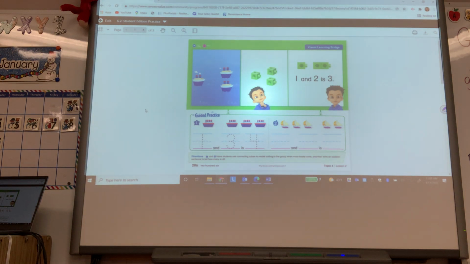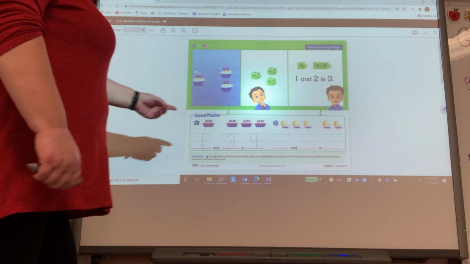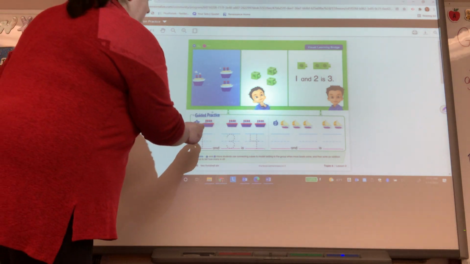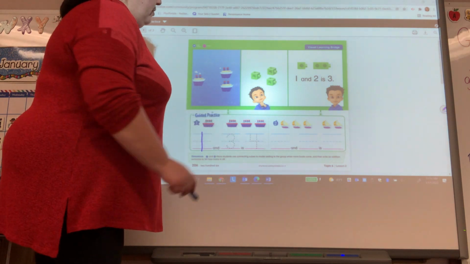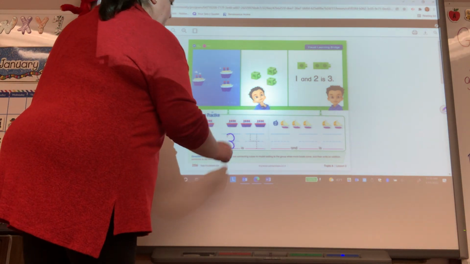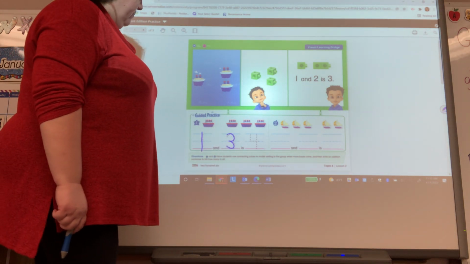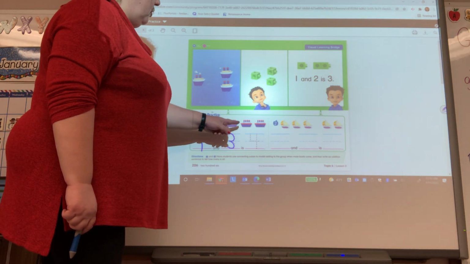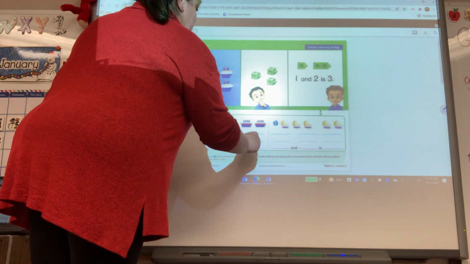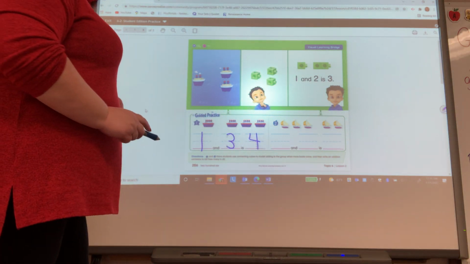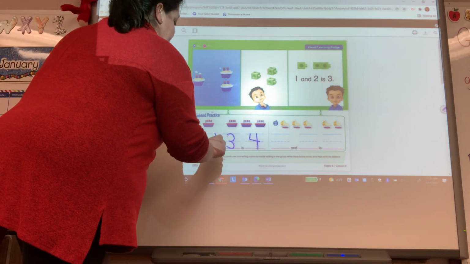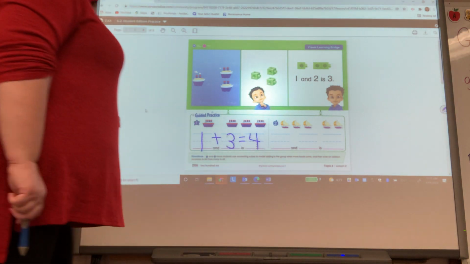All right, let's look at number 1. It's inside of the star. We have 2 groups here. We have 1 boat, so let's trace our 1. And then we have 1, 2, 3 boats. How many do we have altogether? 1, 2, 3, 4. So 1 and 3 is 4. Is the same as saying 1 plus 3 equals 4.